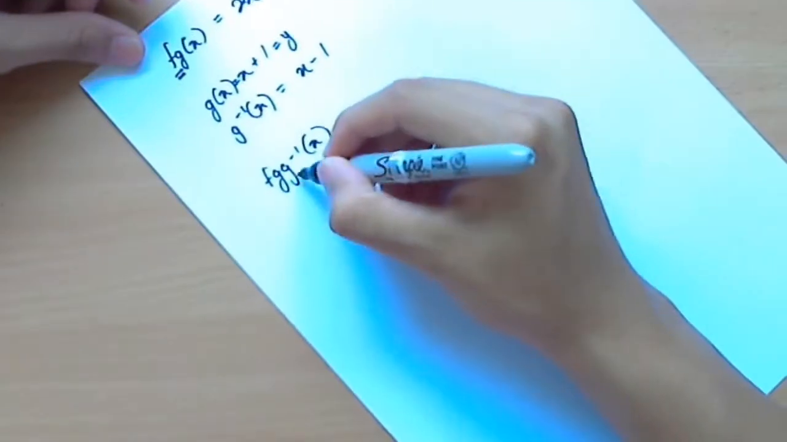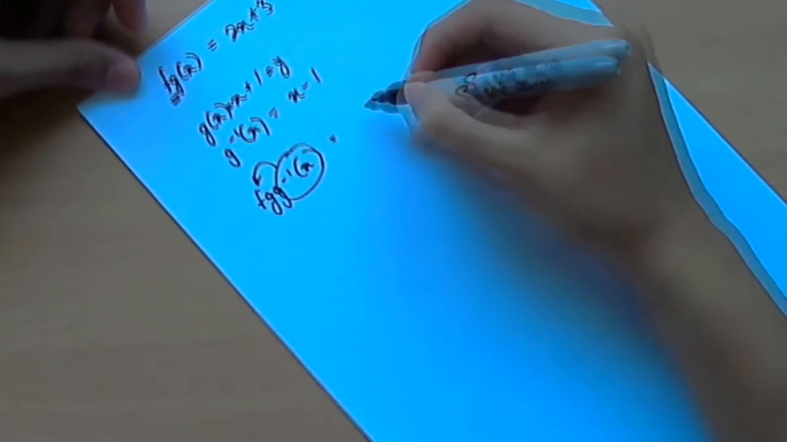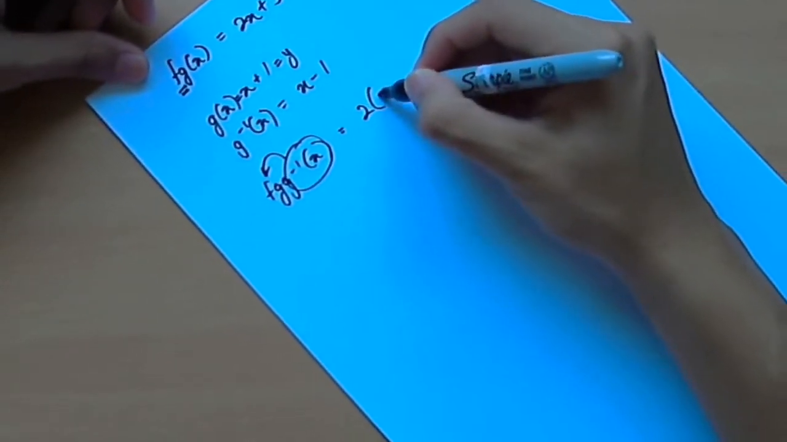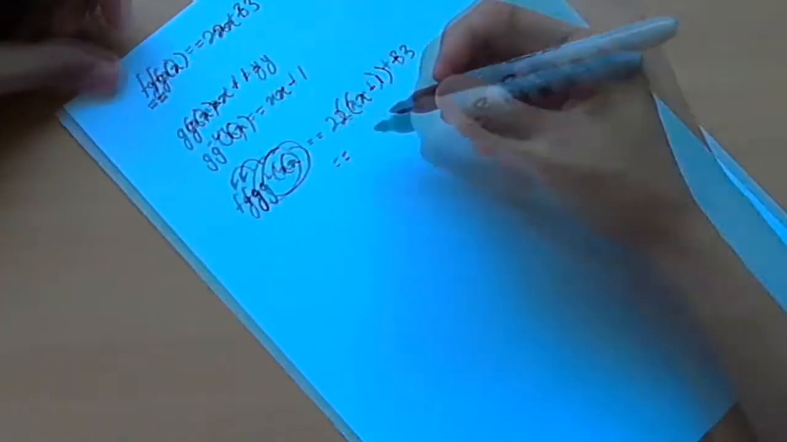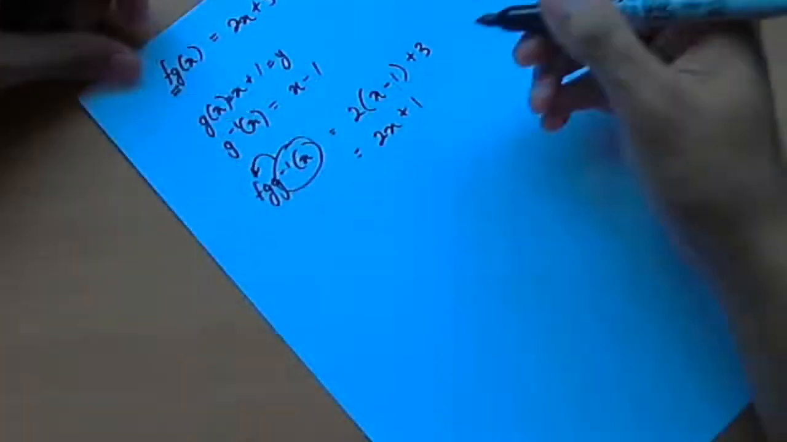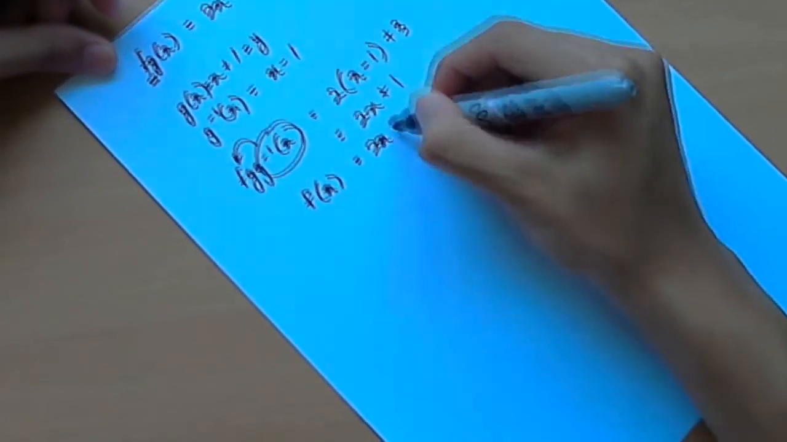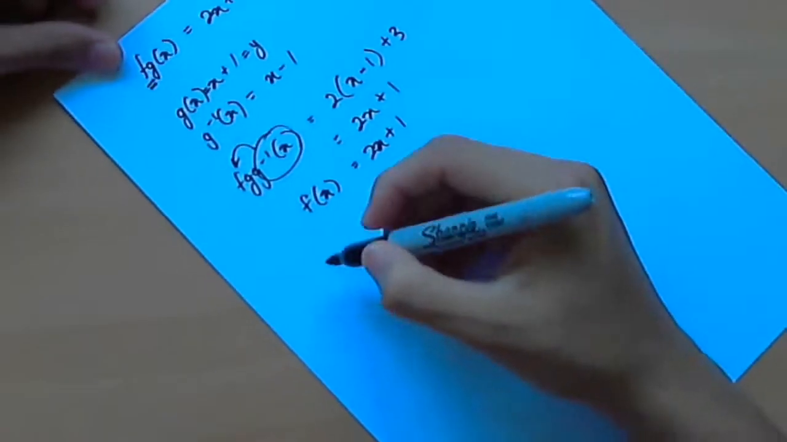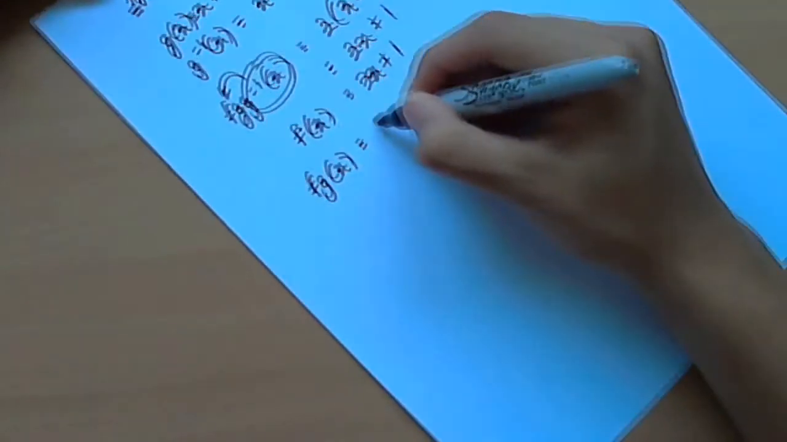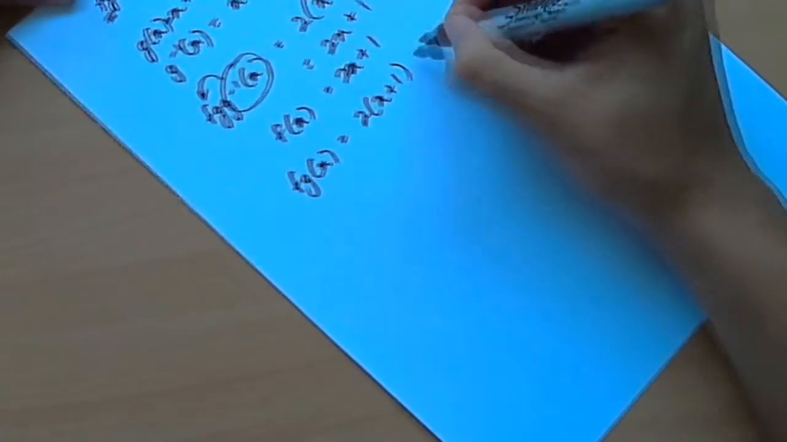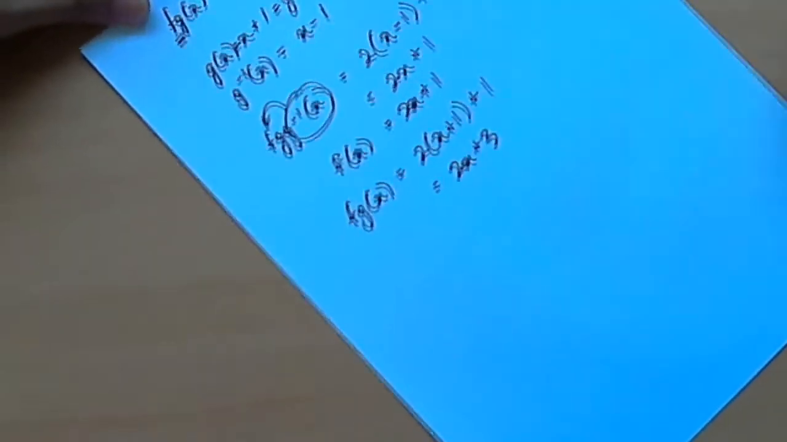Remember, this one from outside goes inside. So I'm going to get 2(x minus 1) plus 3, and the answer should be 2x plus 1. So function f is equal to 2x plus 1. You don't believe me? Let's try combining it. You'll get the same thing.